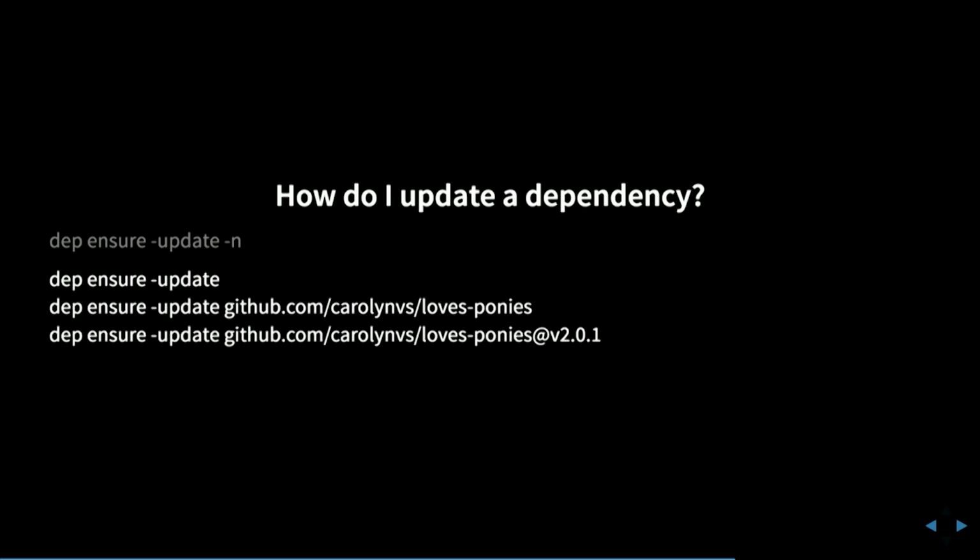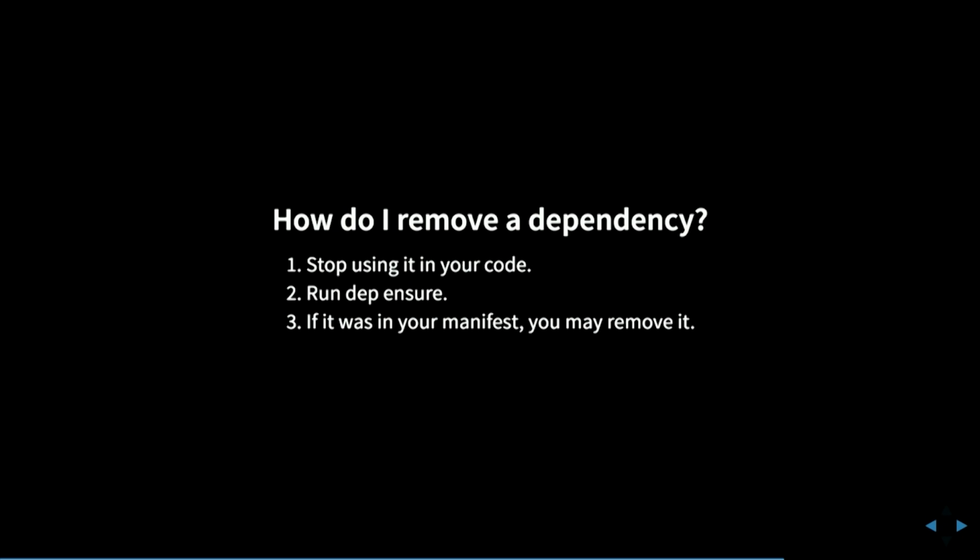To update a dependency, -n will give you a dry run, which is awesome because you don't know what the heck dep's going to do. Sometimes we don't know what dep's going to do, but -update with nothing else just updates all of your direct dependencies. If you give it a specific package, like carolynvs/ponies, it'll just update that one. Or you can tell it to go to a specific version. If you want to remove it, kick it out, run dep ensure, and do a little housekeeping on your manifest.